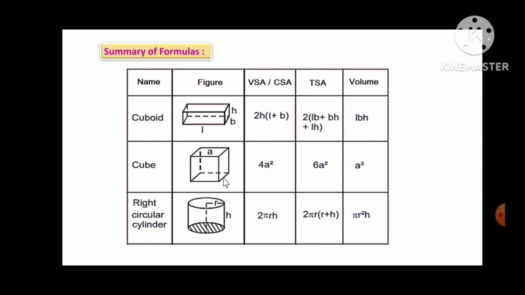For the cube, if A is the side, then the area of 4 vertical surfaces will be 4A square. Total surface area is 6A square and volume is A cube. For the right circular cylinder, if R is the radius and H is the height, then it has a curved surface area, that is 2 pi r H, and total surface area is 2 pi r into bracket R plus H, and the volume is pi r square H.